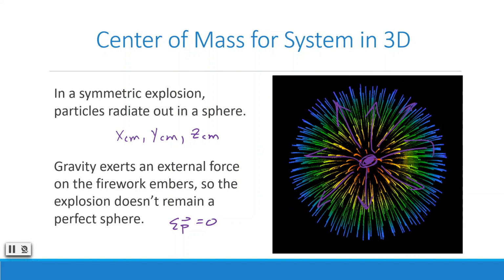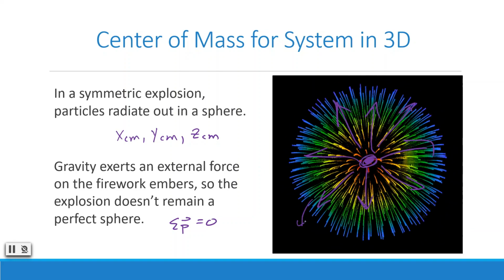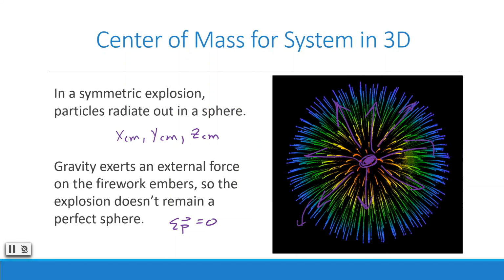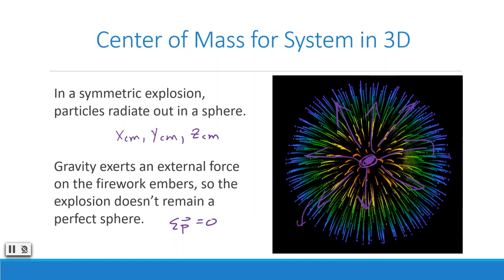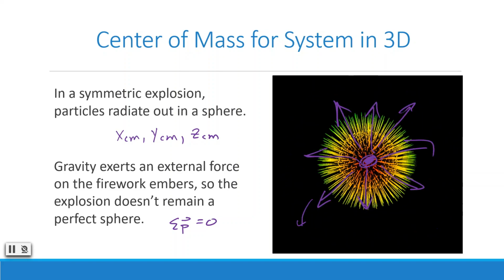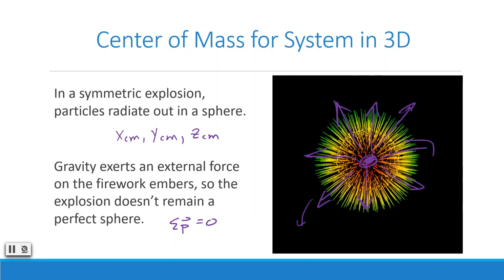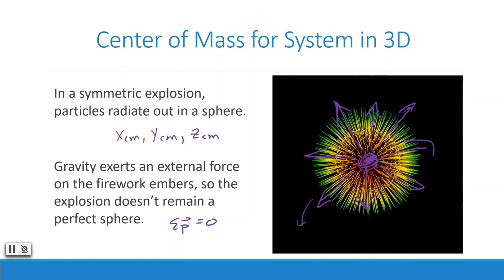Now, what actually happens is gravity's acting, so you see that these particles do start to curve down in the y direction. So overall momentum is not actually conserved over time, but at that first instant, you can see that the center of mass stays the same. Over time, those particles expand out, but the center of mass of that whole system remains in place.